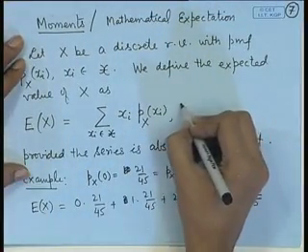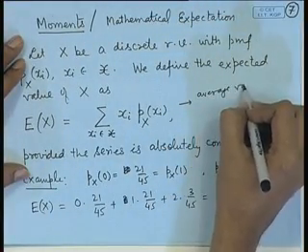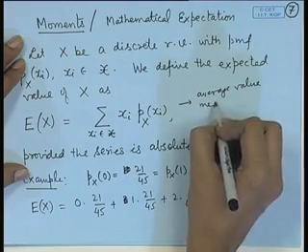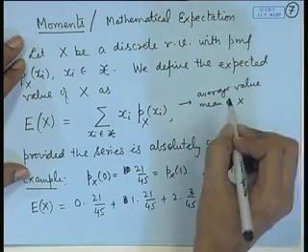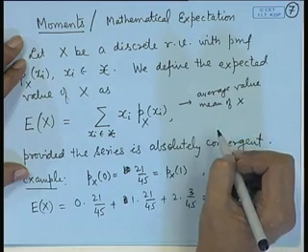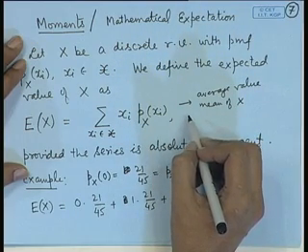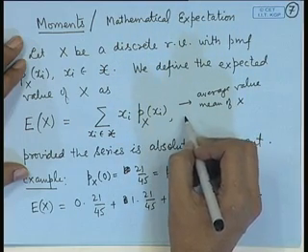So this expectation x is also called average value, it is also called mean of x or arithmetic mean of x, etc. So several names are there. It is also called the first moment about the origin.